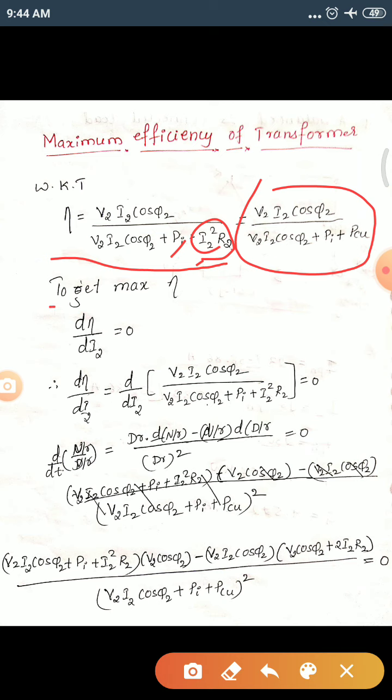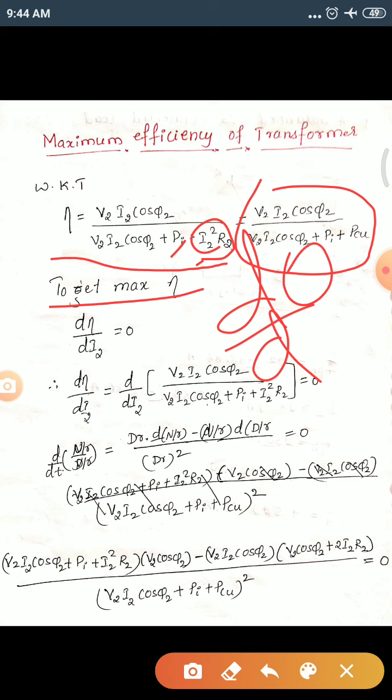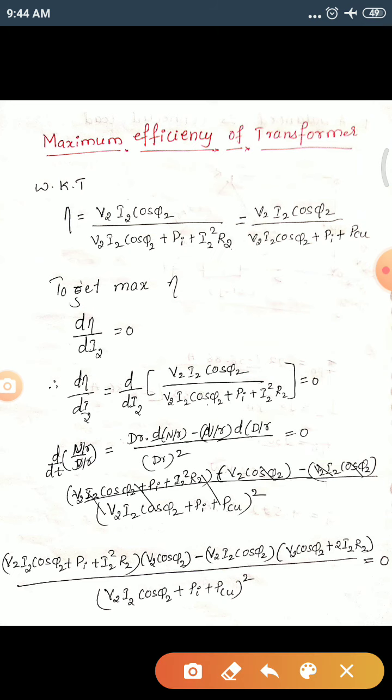To get the maximum efficiency, as you would have seen in mathematics, to get a maximum value, we have to differentiate that function with respect to a particular element. Here we are going to differentiate this efficiency with respect to I2, because the current in the secondary is going to be dominating in this. So d efficiency divided by dI2 means differentiate this equation with respect to I2. Let's see how to differentiate this.